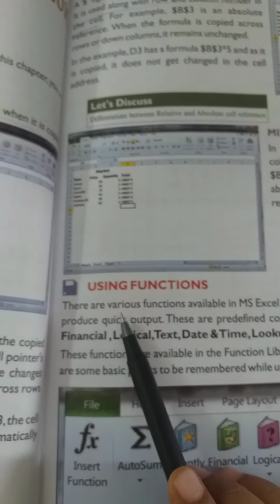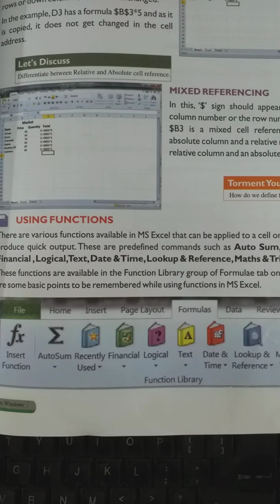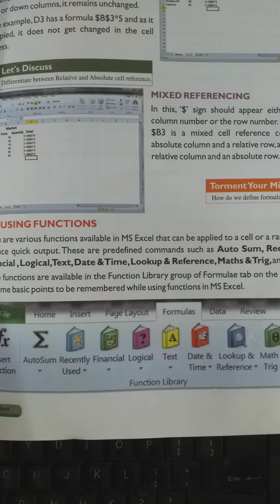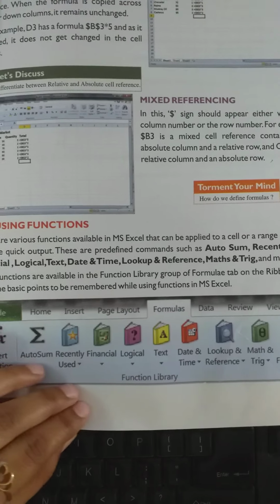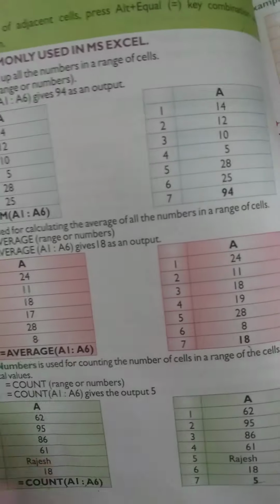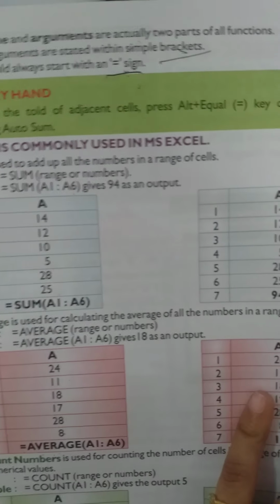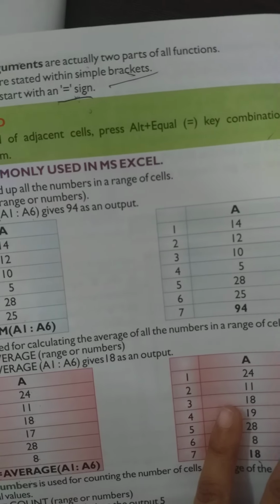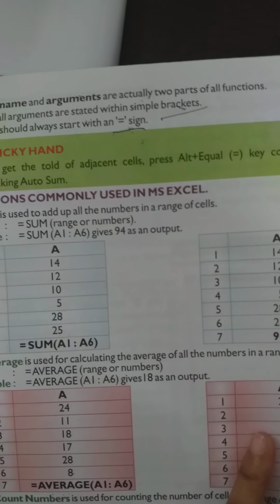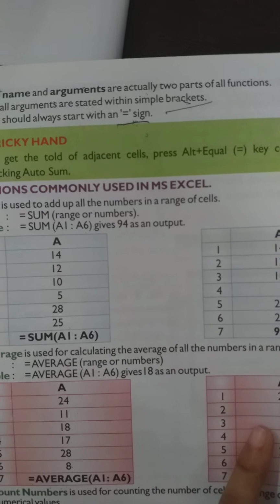Then we have discussed using functions. Here you can see all the functions are mentioned in your book: insert function, autosum, recently used, then financial, logical, text, date and time, mathematics, trigonometry and many others. Function name and arguments are the two parts of all functions. Make sure that a function always starts with an equal to sign.